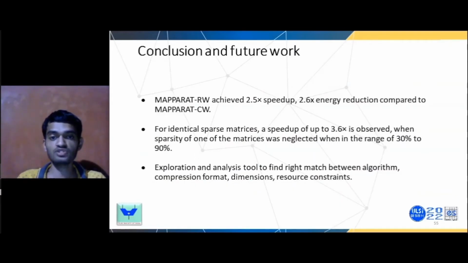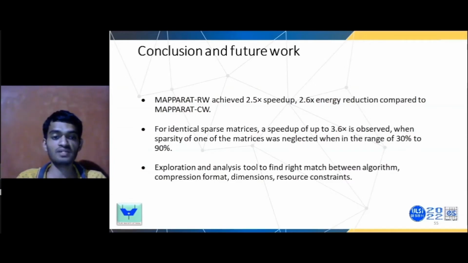Concluding, MapRat achieved 2.5 speedup and 2.6 energy reduction compared to that of the MapRat Column. This is because of the sparse partial product accumulation that is there in the case of MapRat Column, which is not there in the case of MapRat Row. For identical sparse matrices, a speedup of 3.6 was observed when the sparsity of one of the matrices was neglected and sparse dense matrix multiplication was carried out instead of sparse matrix multiplication, when the sparsity is in the range of 30 to 90% sparsity.